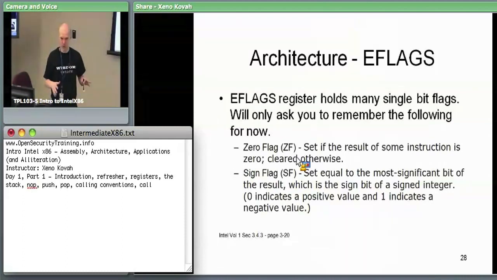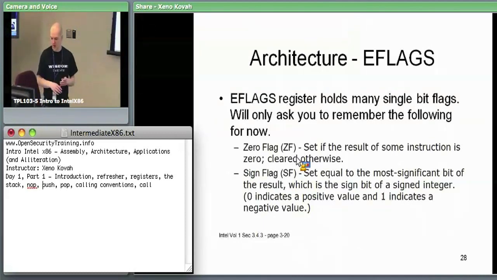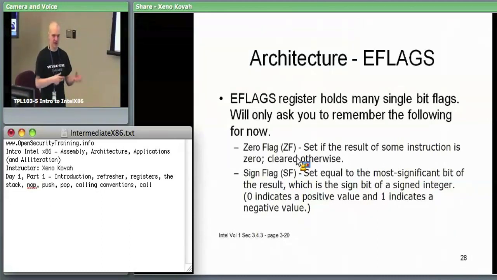The hardware doesn't care about negative or positive. Those are notions that we impose on some sequence of bits, right? The hardware only knows there's a sequence of bits. And that's why, for instance, if you have an add instruction, it updates a bunch of bits in the EFLAGS register. The hardware does the add as if it was adding signed numbers or unsigned numbers, and it sets the flags accordingly in the EFLAGS.